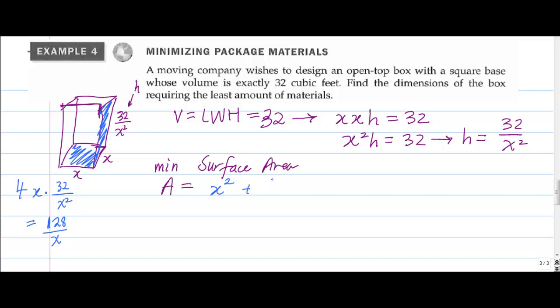So that is going to be the area of all the sides together, okay? So this is going to be our function for surface area, and we want to minimize this function. And notice how I've written it in terms of x. So this is A of x. So we're only solving problems with one variable here. Now we want to minimize.